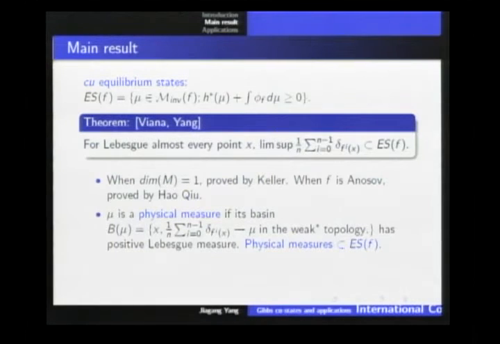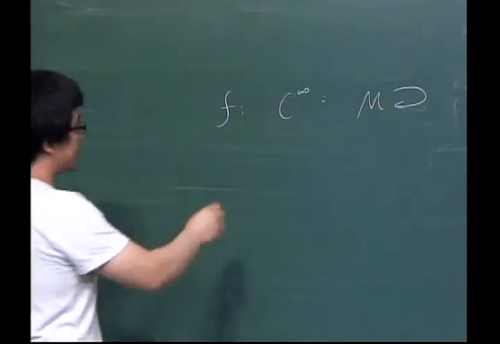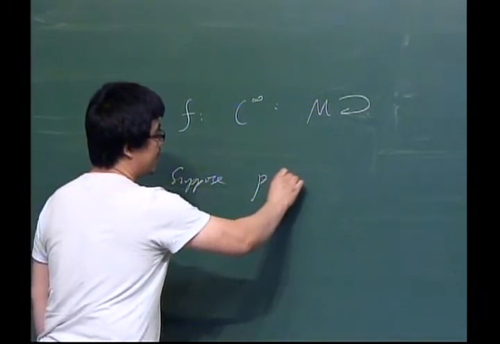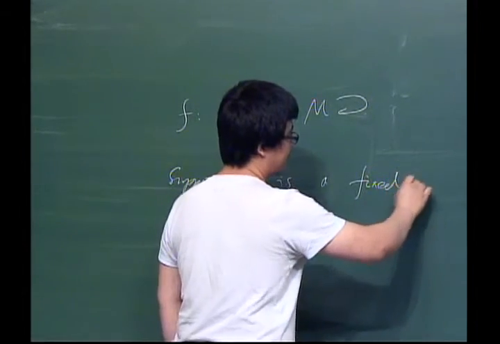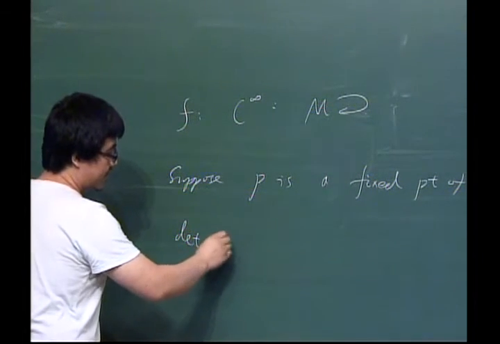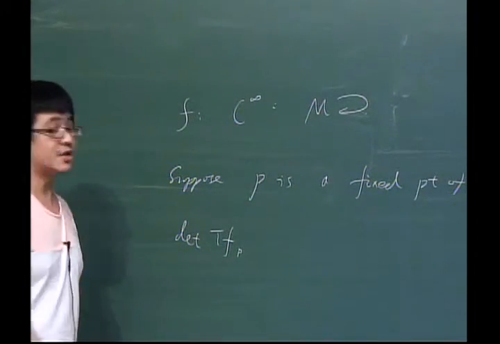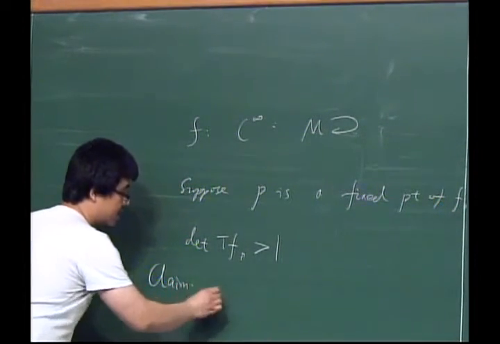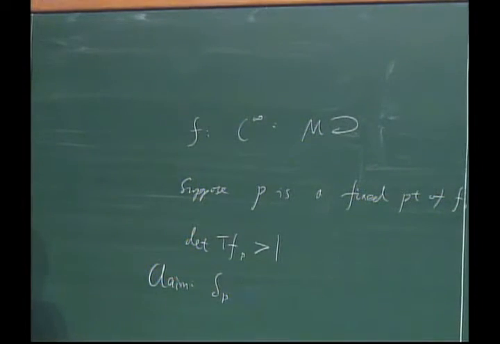Here I would like to give a very quick application of this result. We consider a map F, say an endomorphism, from M to M. Suppose P is a fixed point of F, and the determinant of the tangent map TF at this point P is larger than 1. It's a map, not a diffeomorphism. So we claim that the atomic measure delta_P cannot be physical.